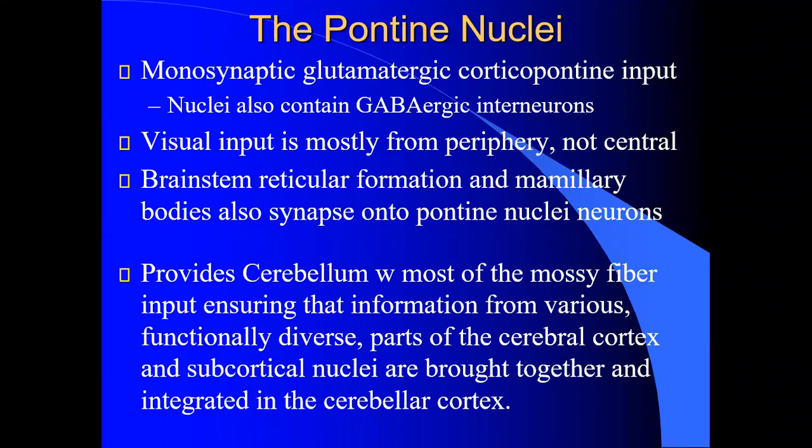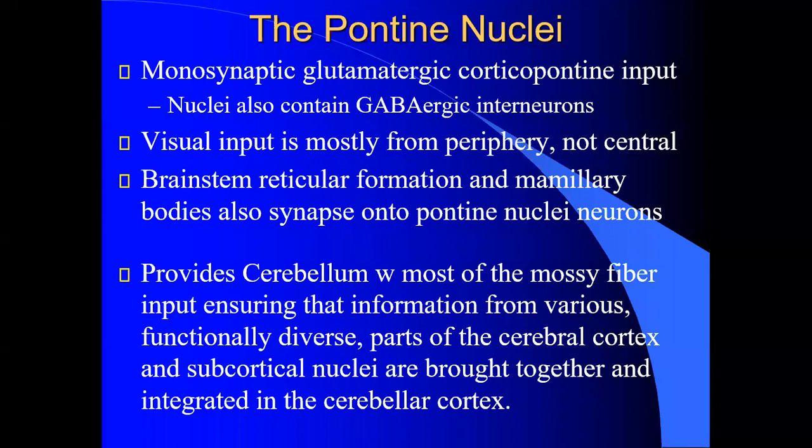And then in addition, you have the brainstem reticular formation and also the mammillary bodies, interestingly, synapsing onto the pontine nuclei. The pontine nuclei on the efferent side, because this is really organized, right? Afferent, efferent. The efferent pontine nuclei are going to the cerebellum. They provide most of the mossy fibers. That will make more sense when we talk about the cerebellum and the mossy fibers. But that's where the data is coming from.